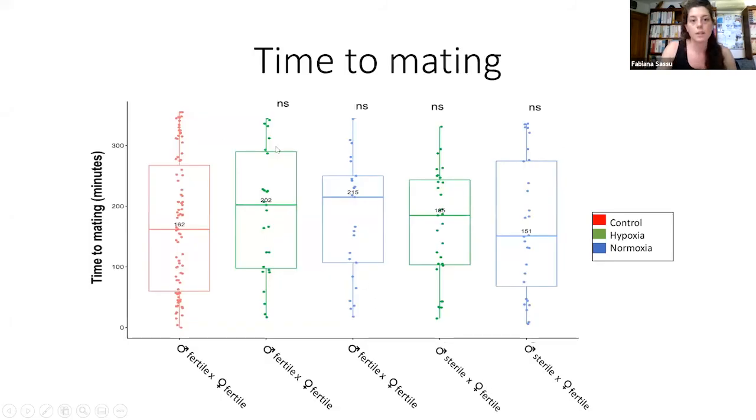In the first result, you can see that there was not a real difference between the two atmosphere treatments. Either hypoxia or normoxia did not have any difference with the control where there was no competitiveness. And the same was true for the fertile males, which were in this cross, and the sterile males.